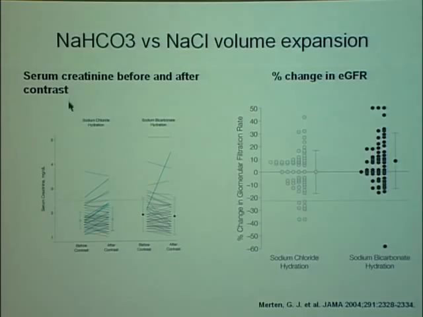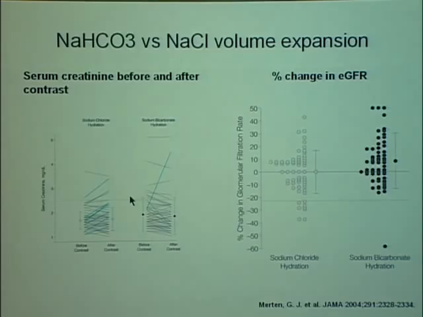And this is the data from that initial study in which we compared patients who got sodium chloride hydration, those who got sodium bicarbonate hydration, and this is their serum creatinines before and after contrast. They checked creatinines at 24 and 48 hours and plotted the highest one. So this is not at any particular time. It's either 24 or 48 hours after contrast. And those patients who met the definition of contrast-induced nephropathy are plotted in the blue bars here. So it's quite clear that more patients met the definition of nephropathy in the group who got saline versus those who got bicarb.